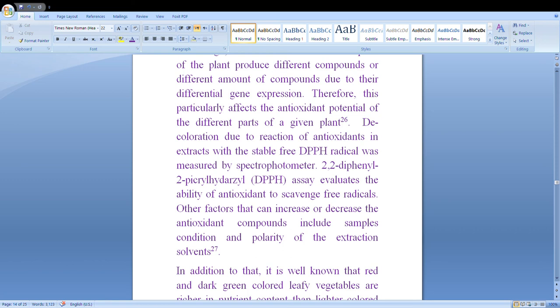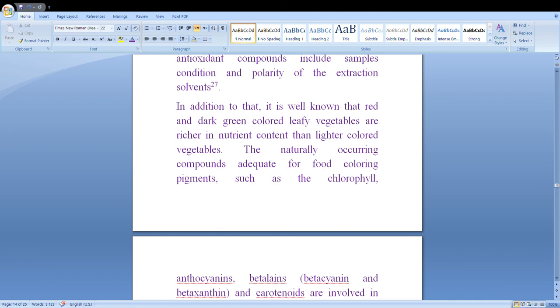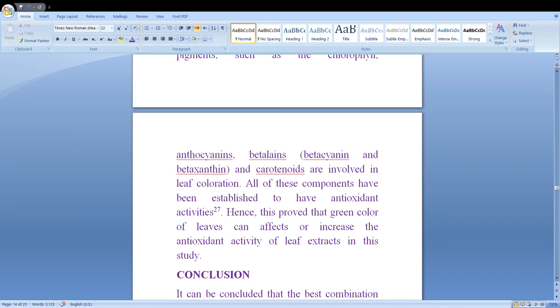of the extraction solvents. In addition to that, it is well known that red and dark green colored leafy vegetables are richer in nutrient content than lighter colored vegetables. The naturally occurring compounds adequate for food coloring pigments, such as chlorophyll, anthocyanin, betacyanin, betaxanthin, and carotenoids, are involved in leaf colorations.